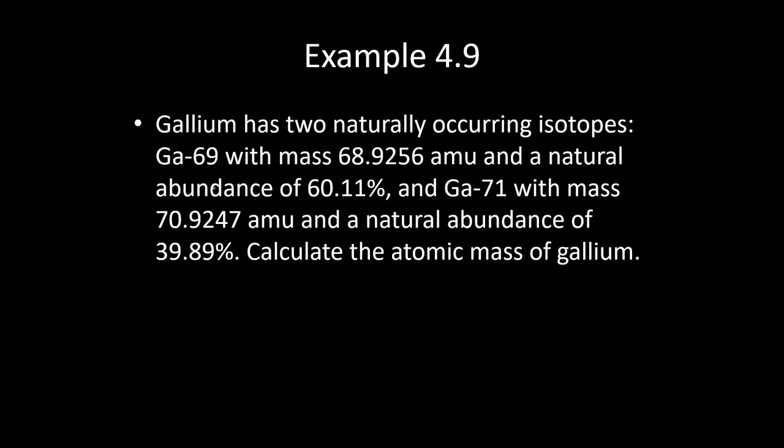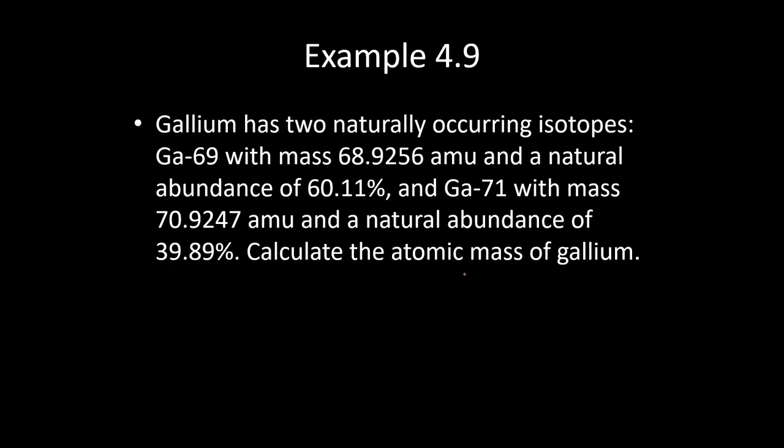Alright, one more example here, and then we'll be done. So, gallium has two naturally occurring isotopes, gallium-69, which has that mass, and a natural abundance of 60.11%, and gallium-71, with a mass of 70.9247, and a natural abundance of 39.89%. Calculate the atomic mass of gallium.